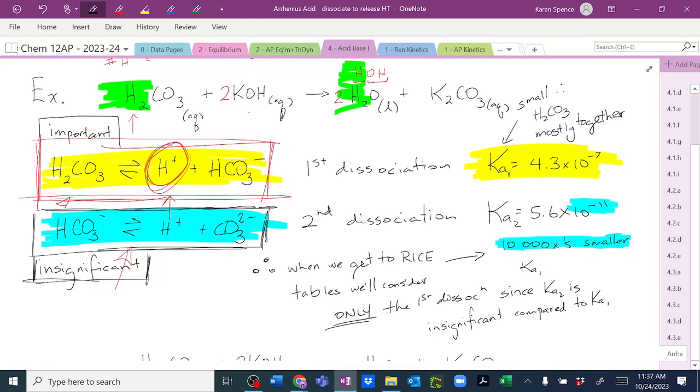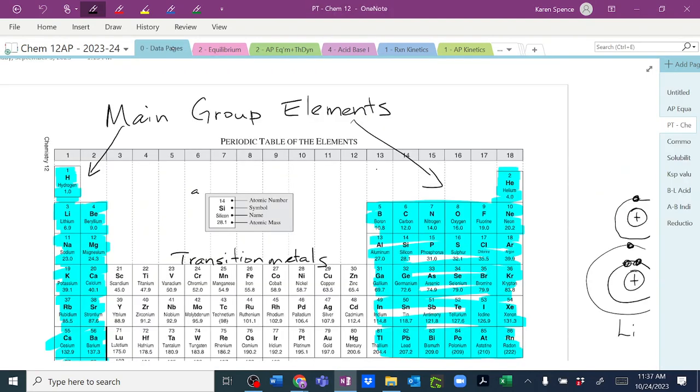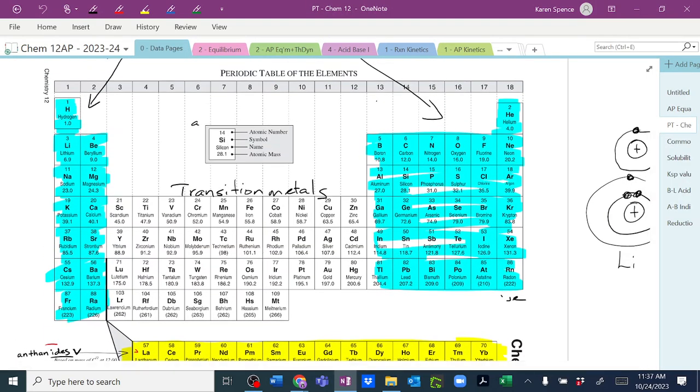And you wanted to know how we know which ones are the strong bases. Which metal hydroxides are the strong bases? Let's go to the periodic table. The alkali metals. It's a big B. Big B for base. So lithium hydroxide, sodium hydroxide, potassium hydroxide, rubidium hydroxide, cesium hydroxide, and then calcium, strontium, barium.